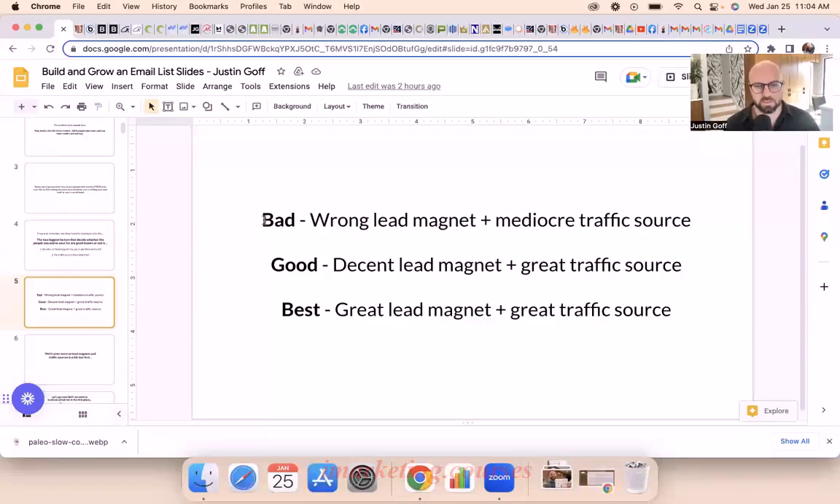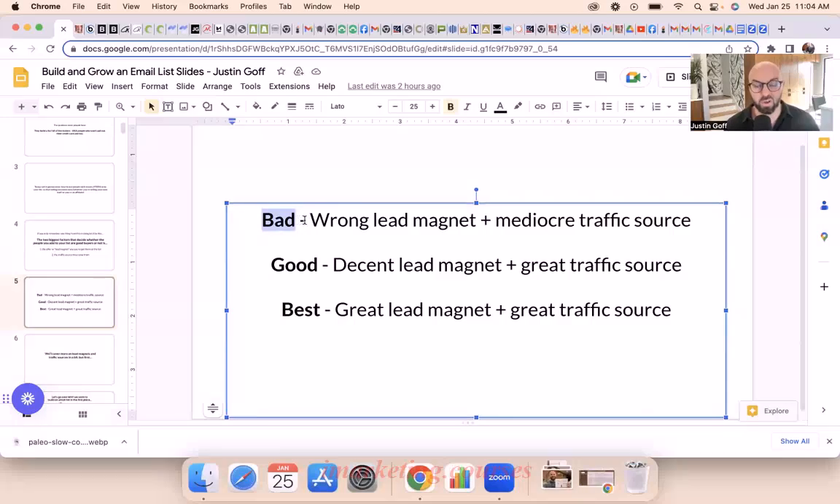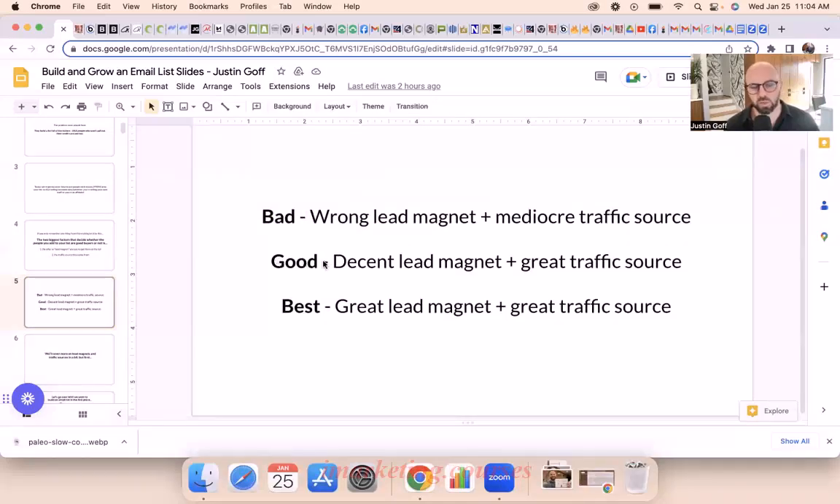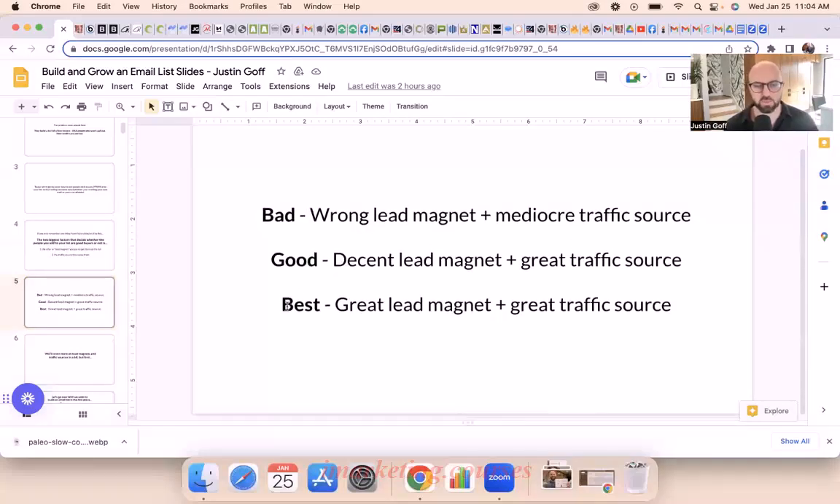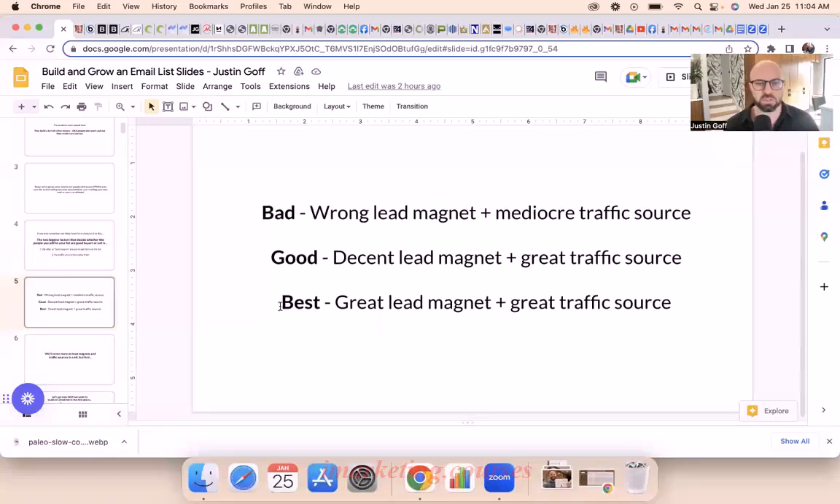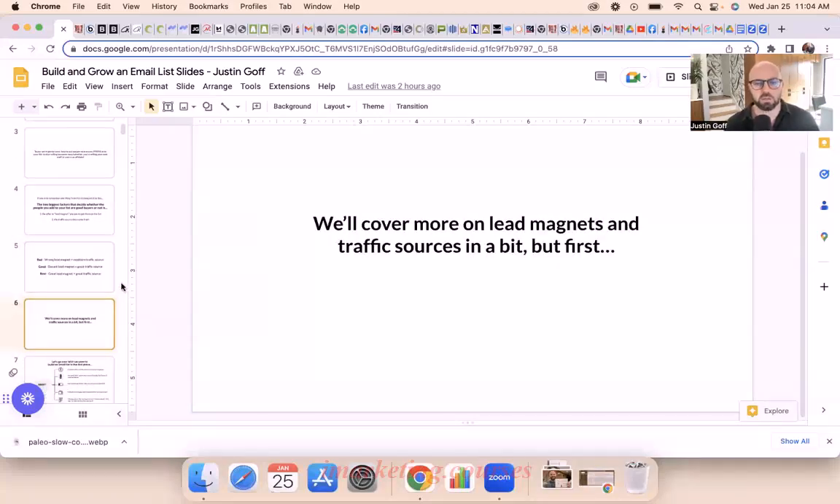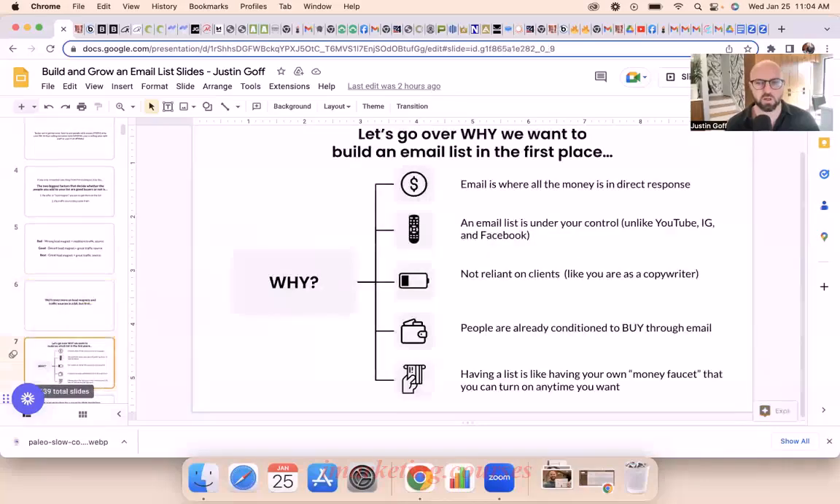So a couple of examples of this. Bad is the wrong lead magnet plus a mediocre traffic source. A little better is a decent lead magnet and a great traffic source. And the best, what we're shooting for and what we're going to talk about in this presentation, is a great lead magnet and a great traffic source. That's the type of people you want to be putting on your list. When you combine the two, that's how you get people with money onto your list.